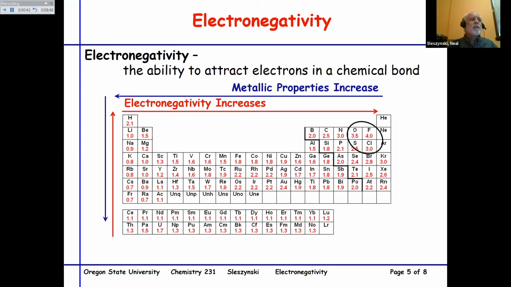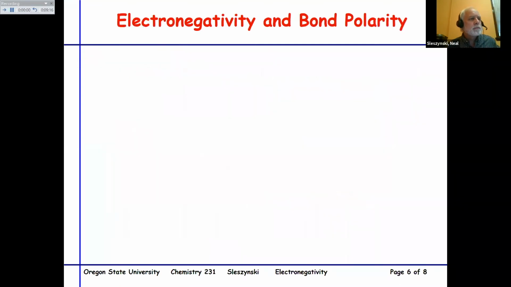And where we find the highest level of electronegativities in the periodic table is as far to the right and up as we can get in the periodic table, not including the noble gases. And we see that oxygen and fluorine have the highest level of electronegativities, and when they form bonds with other elements in the periodic table, are the ones most likely to grab electrons and hold them even in covalent bonds.